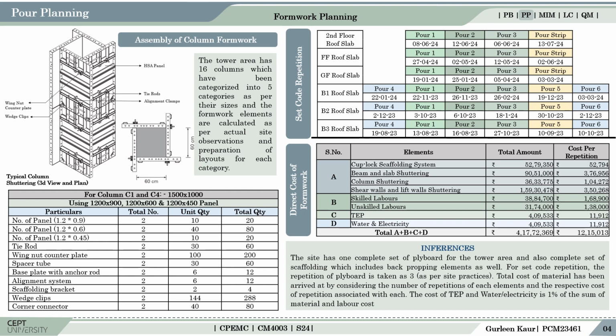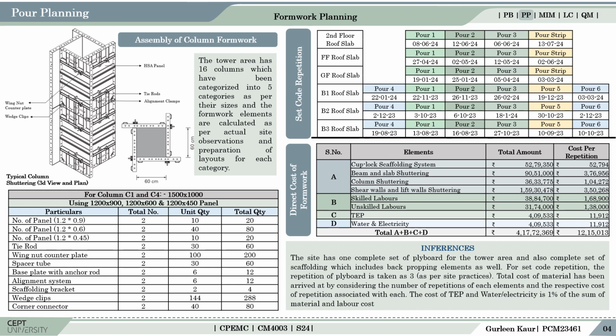All the components per panel have been added as per site observations and the total number of components required have been derived. For making the set code repetition, the entire project's schedule was made in MSP, taking data from the previous pours that have been casted and predicting for the upper floors. The site has one full set for the tower area, which is being repeated one above the other floors, and the ply is being replaced after every 3 floors.